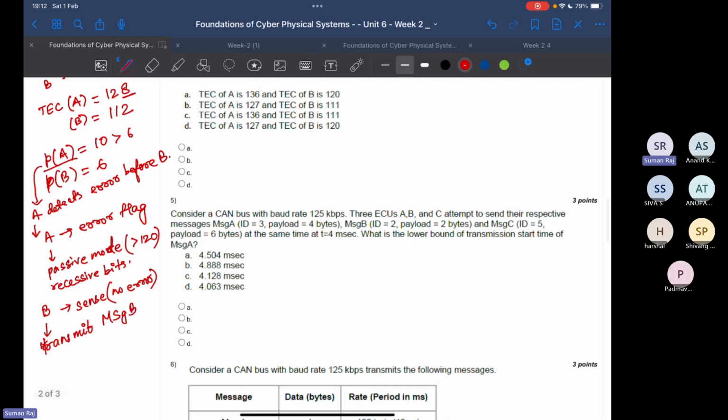So in that case, if you are able to successfully transmit the message, what do you do to TEC? You have to update your TEC. So what should you do? Okay, so think about that.